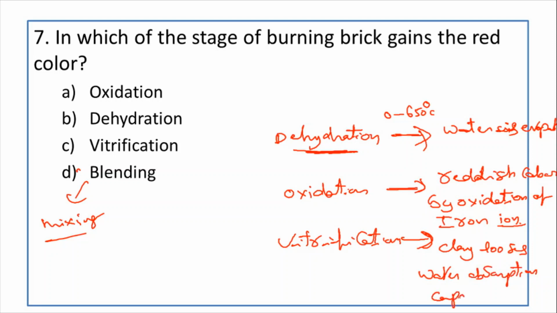Clay loses what? Water absorption capacity. That means it will not lose completely, but the water absorption capacity of the clay reduces here. Okay, so what is the answer here? Oxidation, because in the oxidation stage brick gains a reddish color by the oxidation of the iron ore. And in the dehydration stage of burning what happens? Water will be eliminated. In the vitrification stage what happens? Brick will reduce its water absorption capacity.